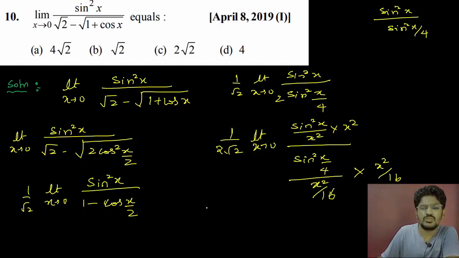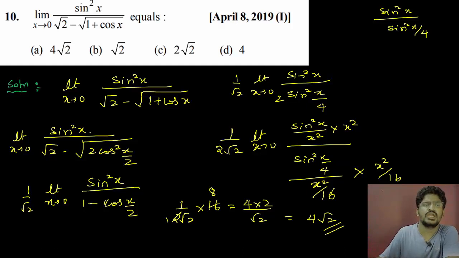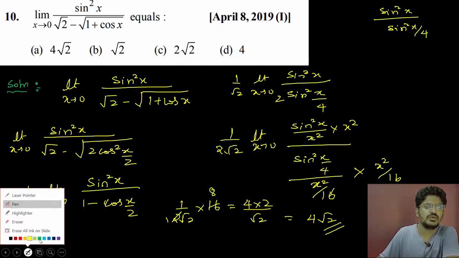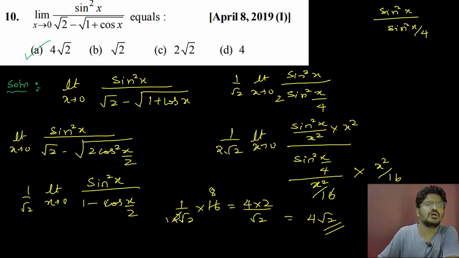You are going to remain with 1 by 2 root 2 into x square, and x square will get cancelled, 16. So therefore you can just see 2 into 1, 2 into 8. So that is 4 into 2 divided by root 2. Root 2 will get cancelled. 4 root 2 will be your required answer. Therefore 4 root 2 is your required answer.